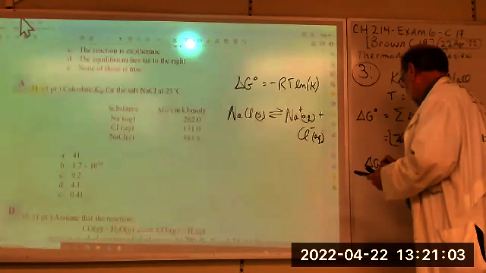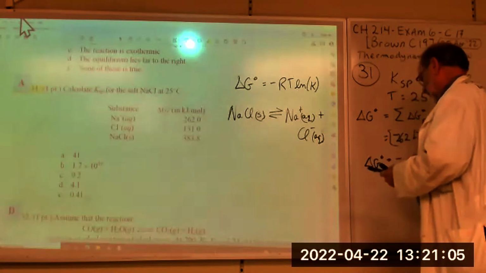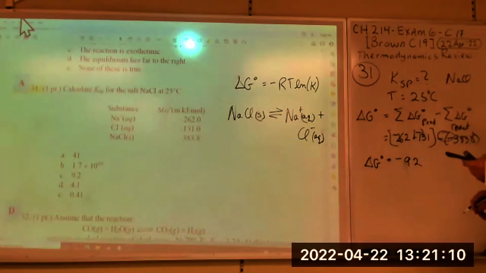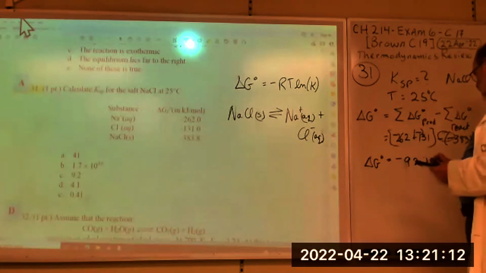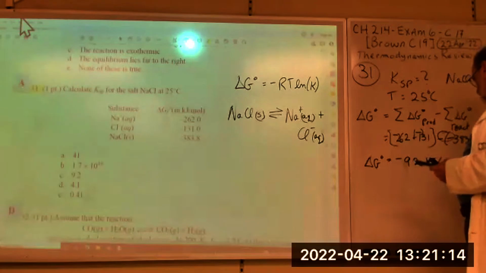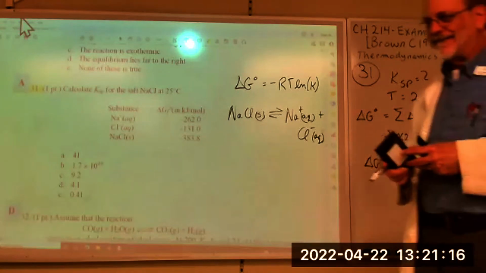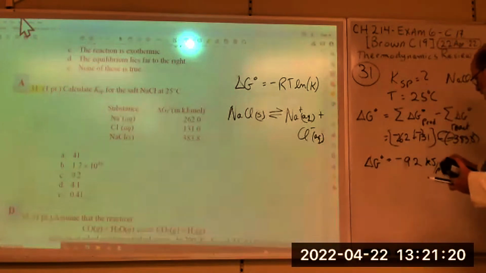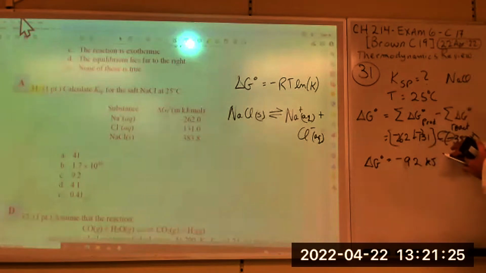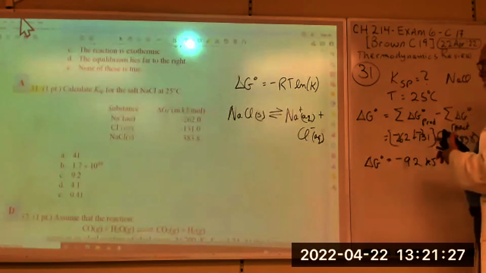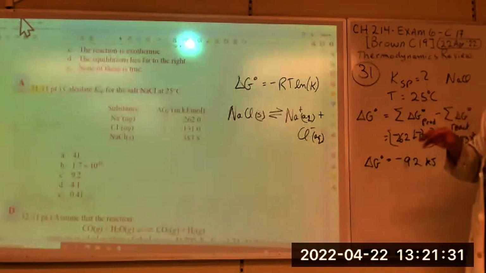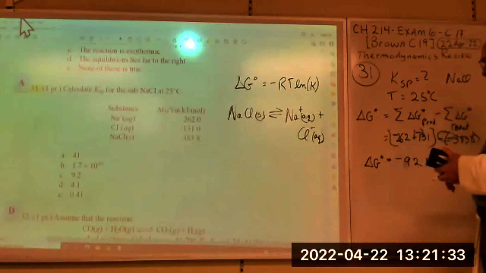So delta G 0 equals minus 92. And this is kilojoules per mole. Okay, actually, kilojoules. We've already taken the moles into account, right? Because they're all 1 mole, 1 mole, 1 mole. The moles have already been canceled out, so this is just kilojoules.